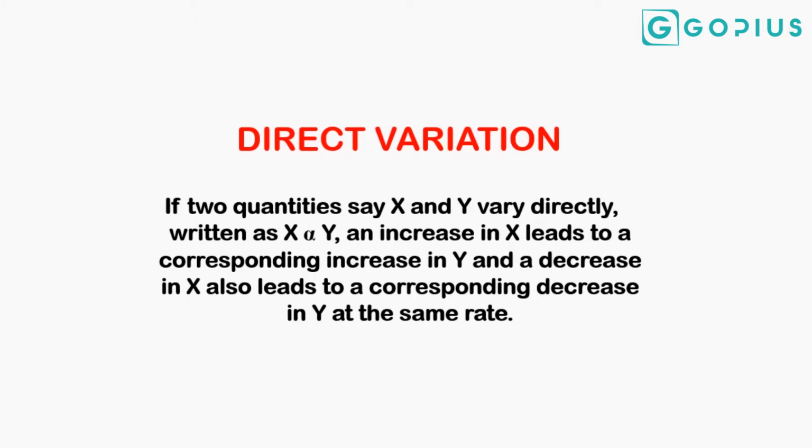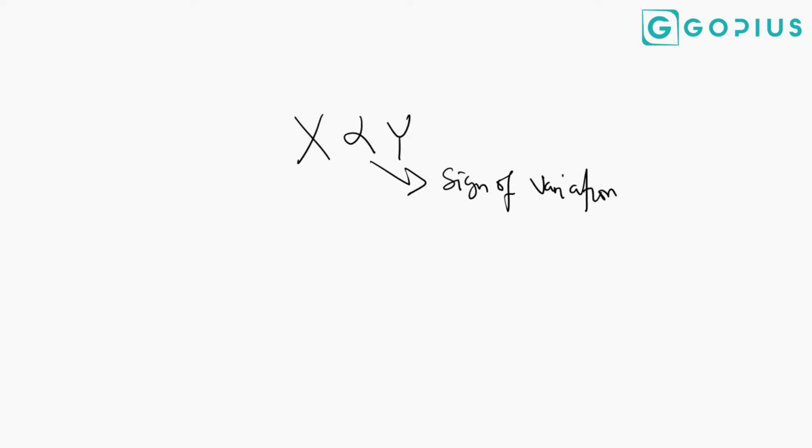We have x varies directly as y. Now look at the two quantities there, the two variables x and y. What you have in between them is what we call the sign of variation. Anytime you see that symbol alpha, a Greek alphabet, we call that the sign of variation. So if x varies directly as y, then it's written as this, as you can see on the screen. That is direct variation.